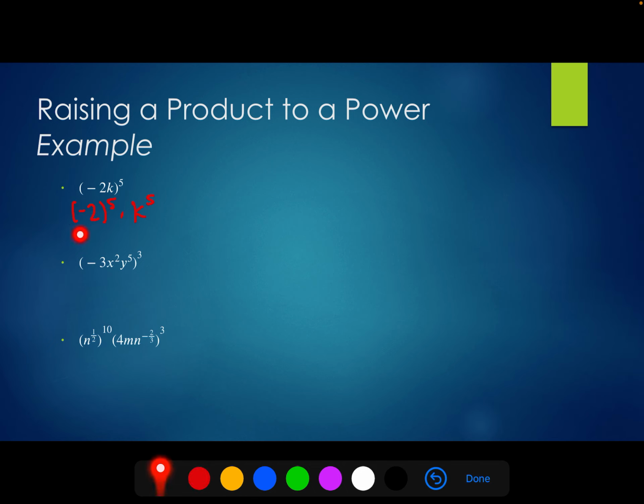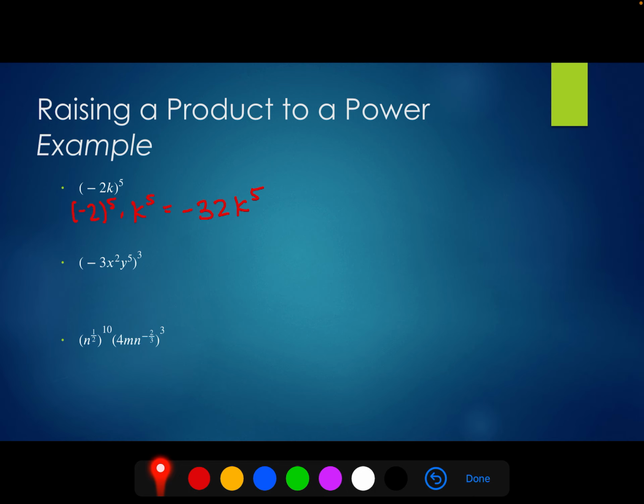Well, negative 2 to the fifth power, remember a negative number raised to an odd exponent is going to be negative. So this will give us a negative 32k to the fifth. Now once you go ahead, pause the video, try the second one on your own using that power or product to a power rule. All right, now let's go over it.